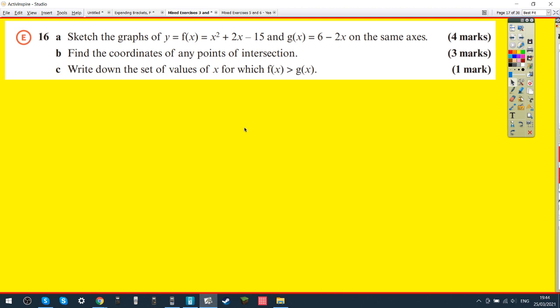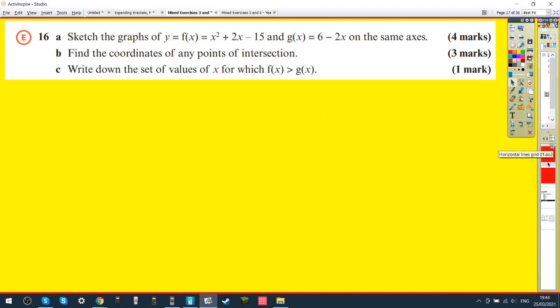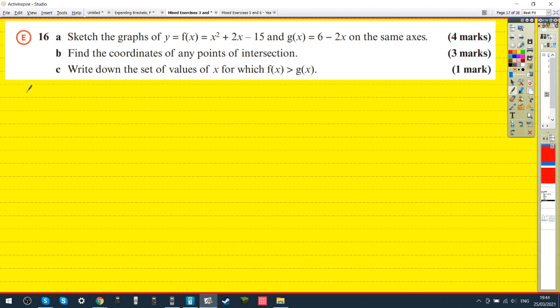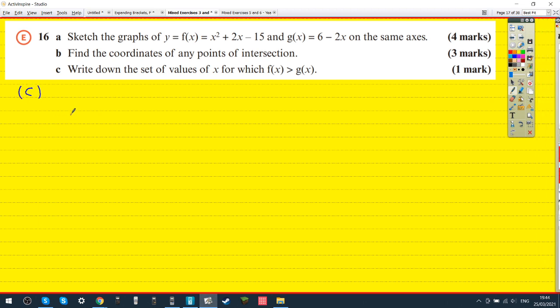Ignore everything. How would you do C? How would you do just C, even if you didn't know how to do A or B? Would you just write it out as x squared plus 2x minus 15 is greater than 6 minus 2x? Well done. And you would solve that. And so don't be put off by the other stuff.